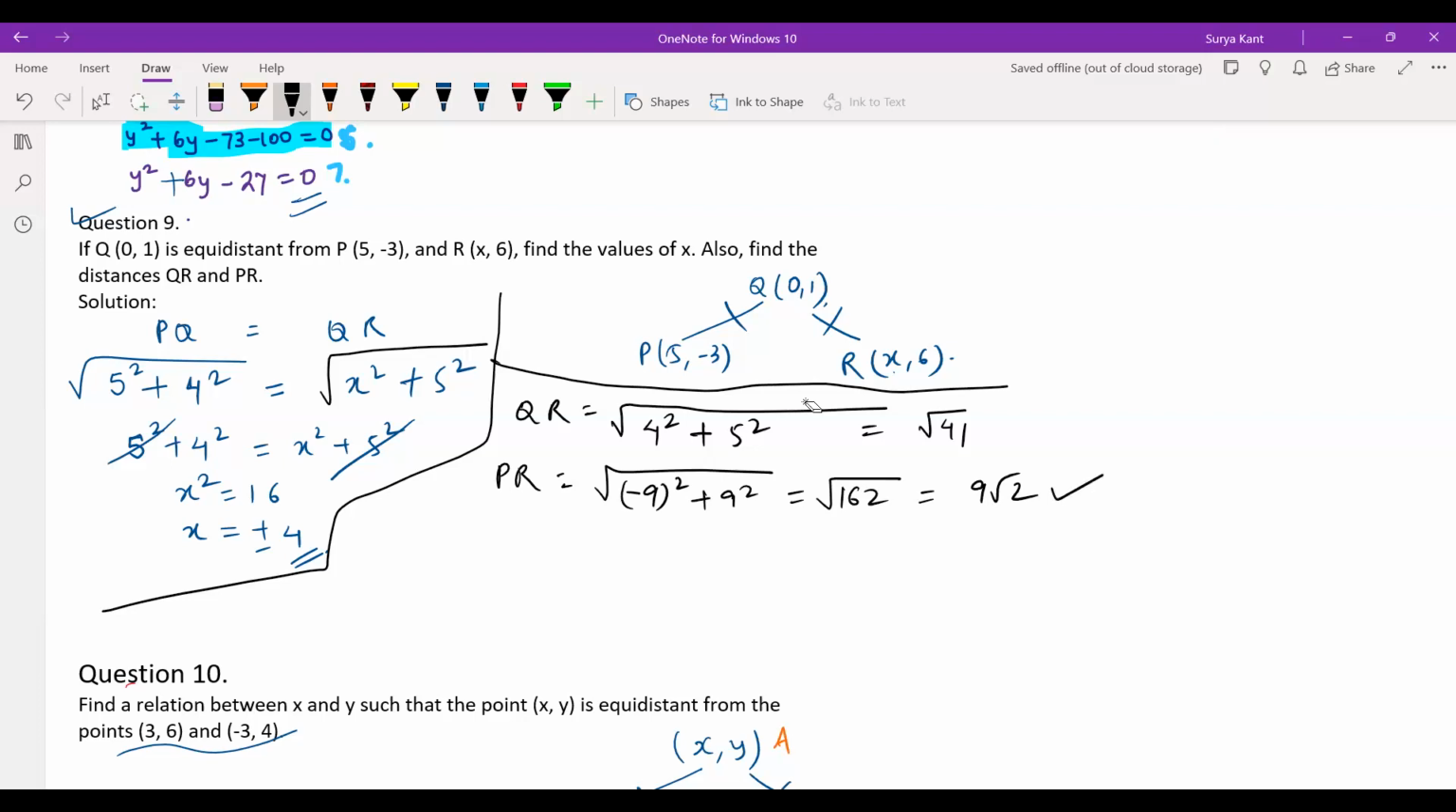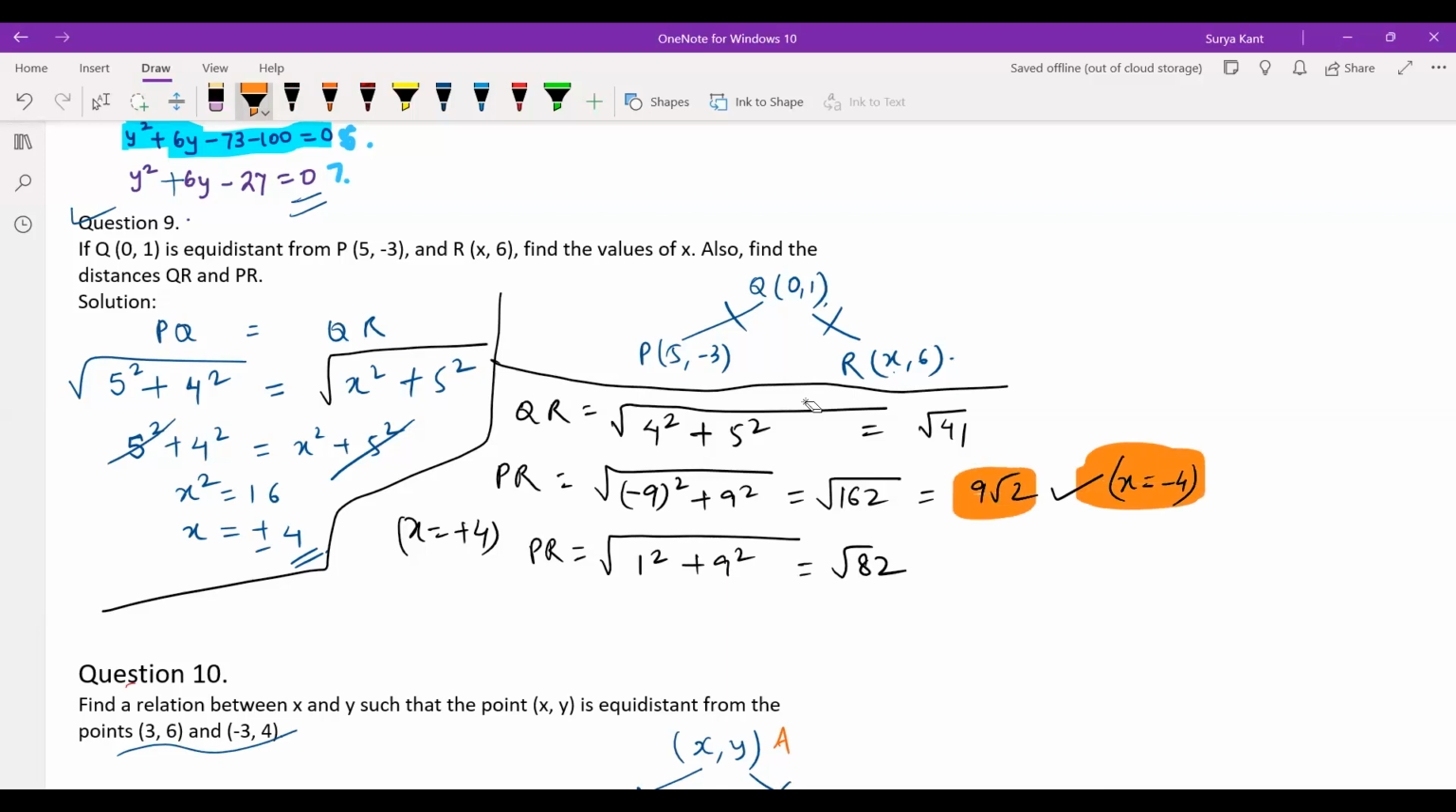Now, in this case, what have you considered? X is equal to minus 4. If you consider x is equal to plus 4, then what do you get? Check. PR is equal to root over 5 minus 4, that is 1 square, and again here 9 square. So we'll get root of 82. So there are two answers over here. The first answer is, x is equal to minus 4, then answer will be 9 root 2. If you take x equal to plus 4, then answer will be root 82. Clear? So there are two answers for PR.